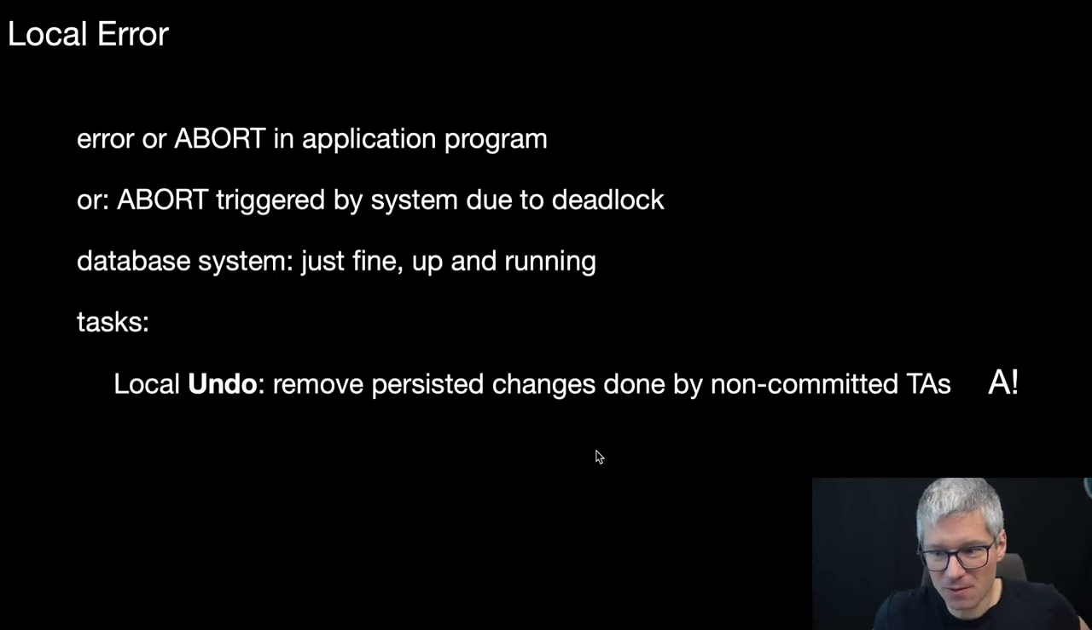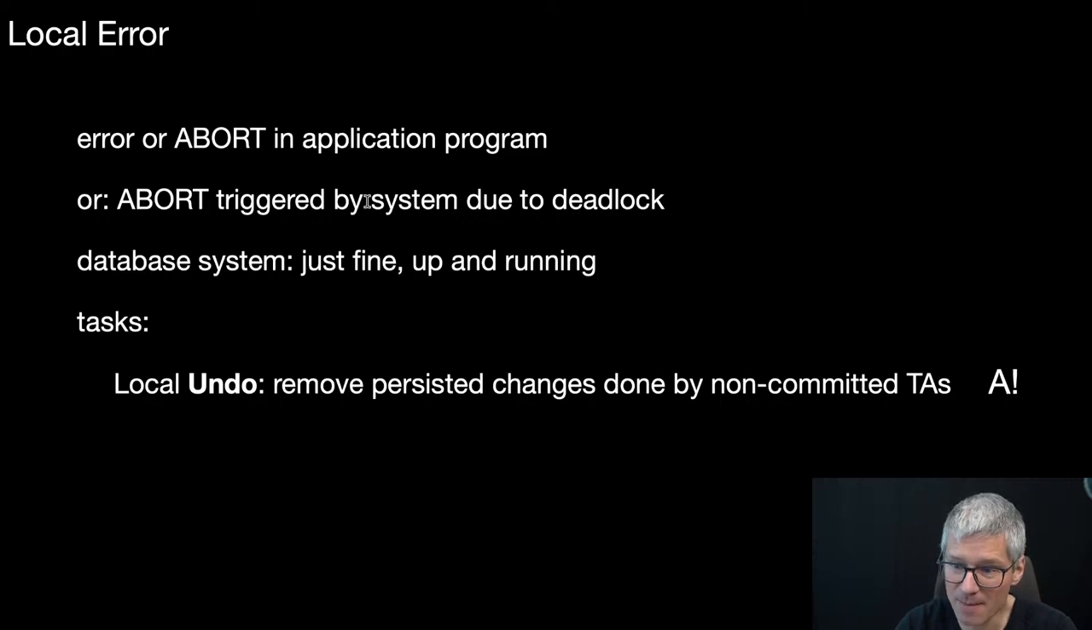Local errors. So we have different types of errors, and one is a local error. That's a term for a scenario where in your application you start a transaction and then you say, no, abort. I'm not going to continue with that transaction. And if you already performed updates in your transaction, you must make sure that those changes you did in the transaction don't end up in the database store, because that would be violating ACID, obviously.